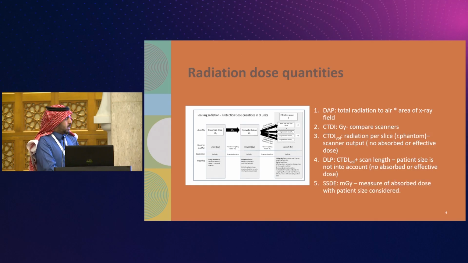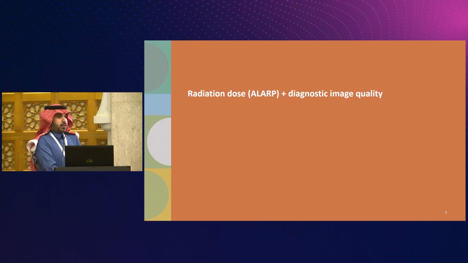We can use SSDE to measure the absorbed dose with the patient size considered. We can convert that into effective dose. I will come at the end and show you how to do effective dose measurement. So these are the quantities that we can use when it comes to radiation dose optimization.